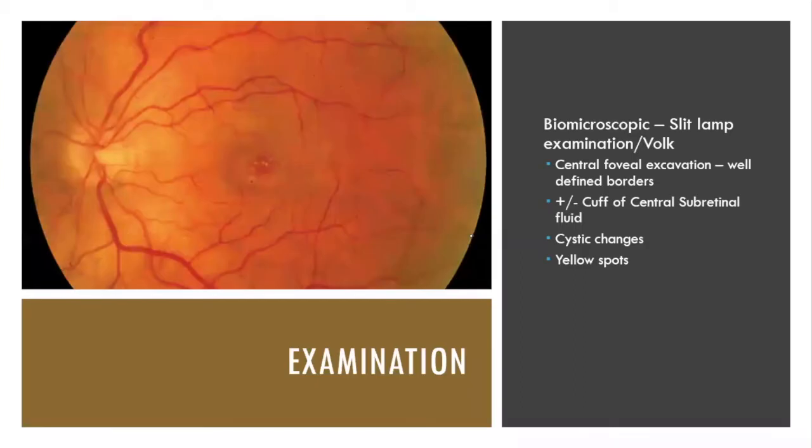In terms of clinical examination, I'm really talking about a slit lamp and biomicroscopic examination of the fundus with both eyes with the Volk lens, looking very carefully through the macula. A patient with a macular hole should show a very well circumscribed defect in the center, with very well defined borders. Often there's a cuff of subretinal fluid, and typically there are little yellow spots and little cystic changes around the edges of the hole as well.